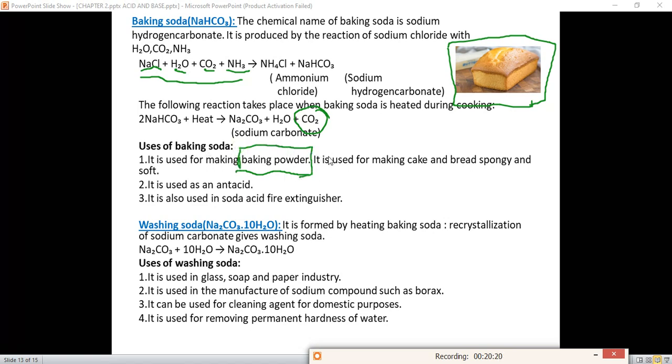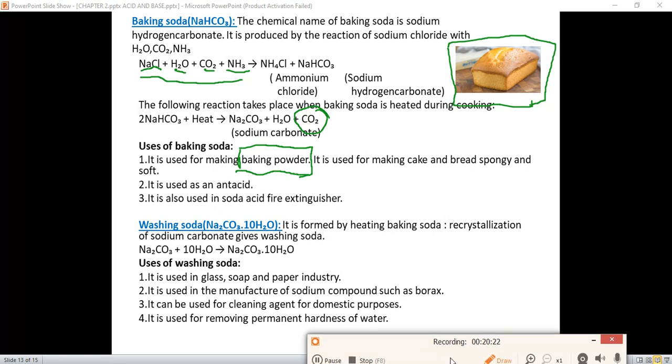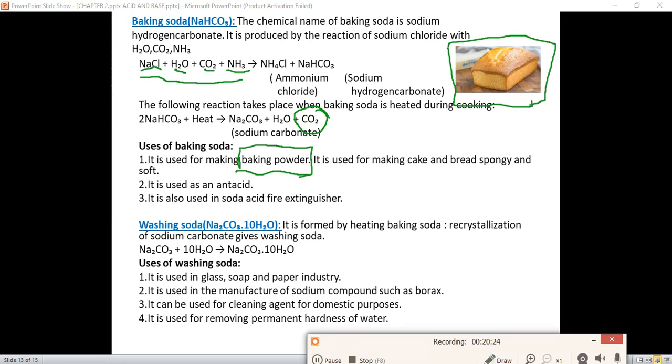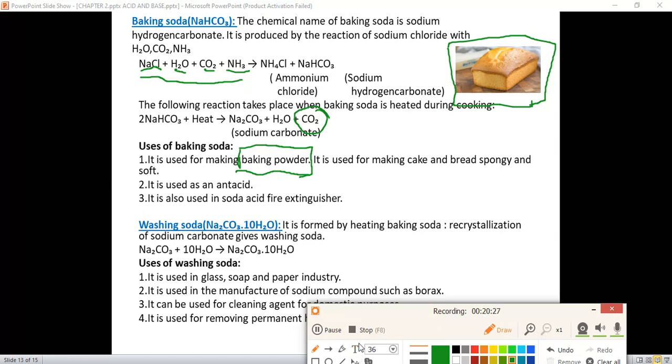Baking powder is a mixture of baking soda plus tartaric acid and is used for making cake and bread spongy and soft.